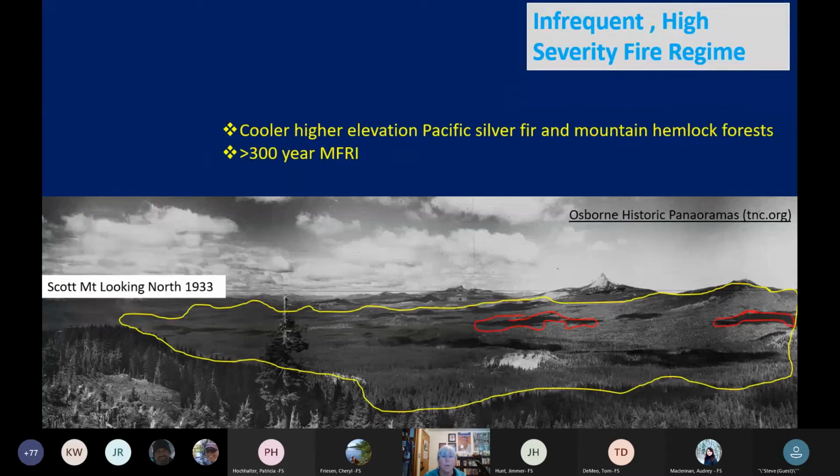So I took a stab at illustrating what this infrequent high severity fire regime might look like here. The yellow patch is supposed to illustrate the effect of a single fire in this landscape. And as you can see, it's quite large in extent. And the little red patches are potentially some lightning ignitions where fire conditions weren't conducive to spread, so they just smoldered around on the ground and created these finer scale patterns.